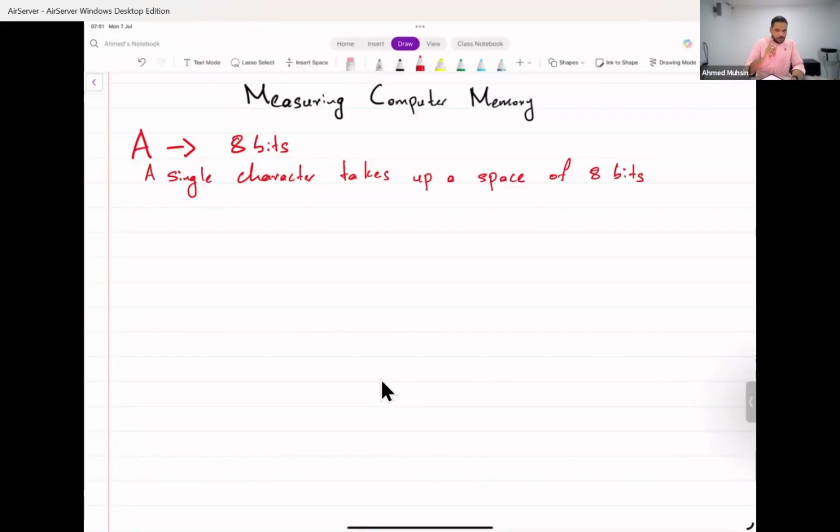I want to tell you all one more thing. Can you all just hold on for a second? 8 bits. If you put 8 bits together, you can call it one capital B byte. You can either say 8 bits or you can say 1 byte. Can I also say this: one character takes up a space of 1 byte? I can say that, right? 8 bits is equal to 1 byte. So I can say one single character on my computer takes up a space of 1 byte. I can say that.